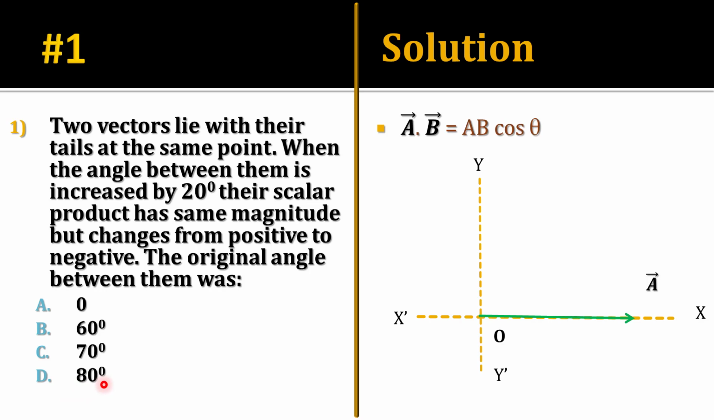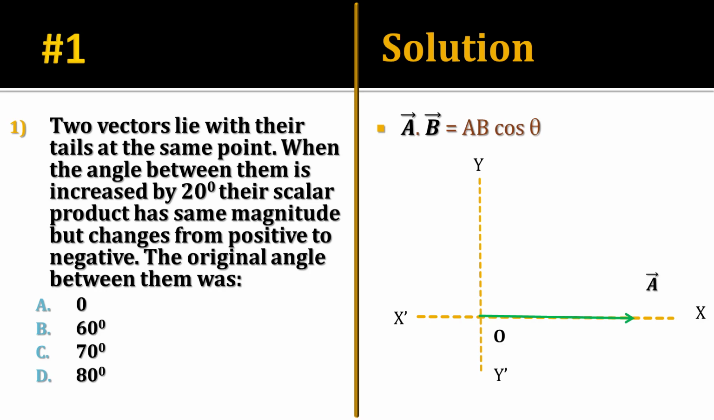You have to solve it as well. You can put the value in place of theta. That will be cos of 80 degrees and cos of 80 plus 20, that is 100 degrees. You will see that the magnitude of cos of 80 and the magnitude of cos of 100 degrees will give you the same result, but there will be just a difference of sign.